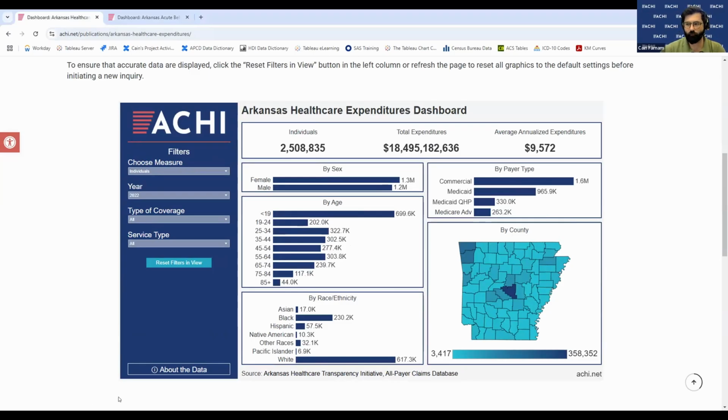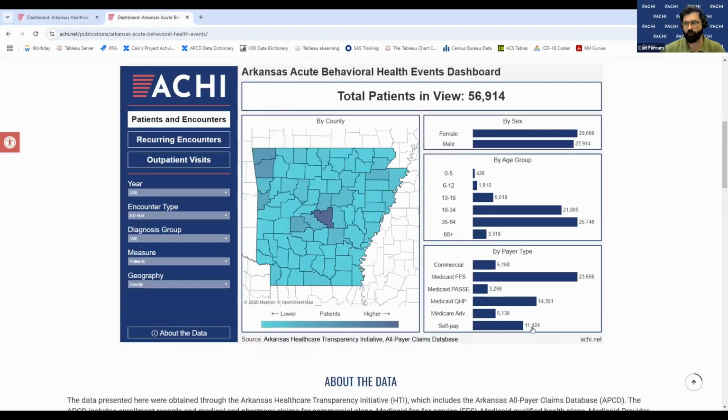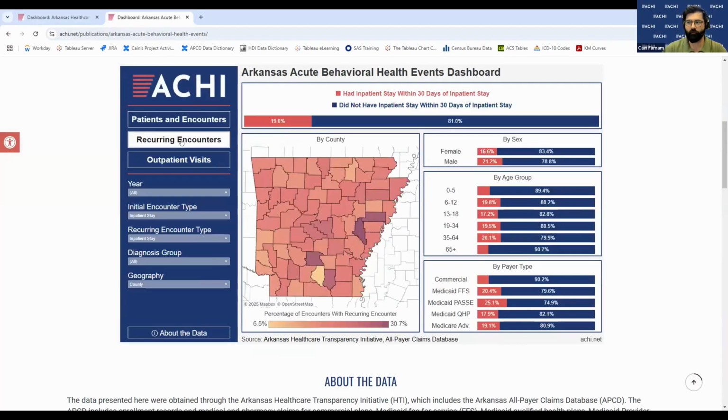more complicated to answer for the first dashboard in the sense that self-pay is included in the second dashboard because in the patients and encounters view, we wanted to be able to capture those individuals that were seen in the ED or IP for behavioral health diagnoses. However, we don't have line of sight on their entire claims. So though they're displayed here for completeness in the demographic overview, they are not displayed in the recurring encounters or outpatient visits.